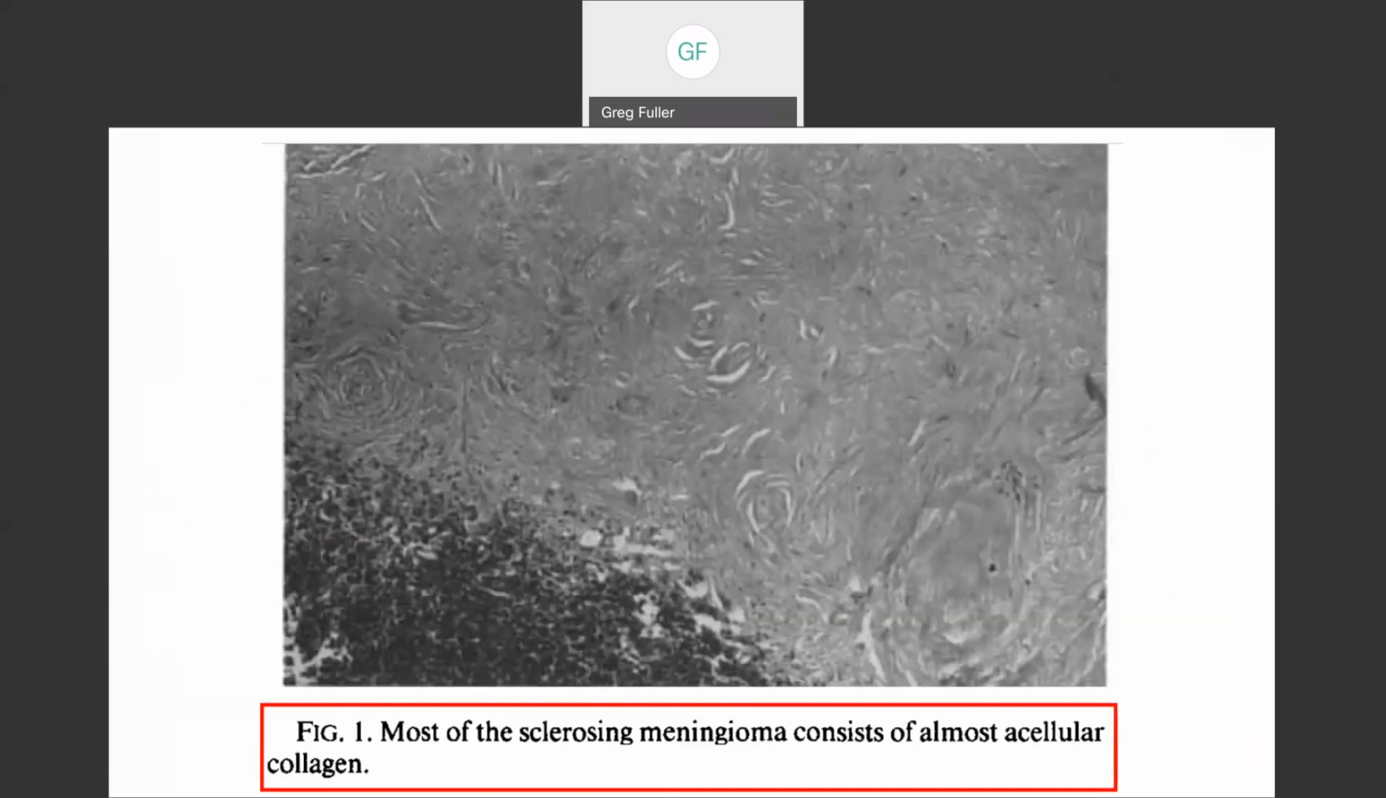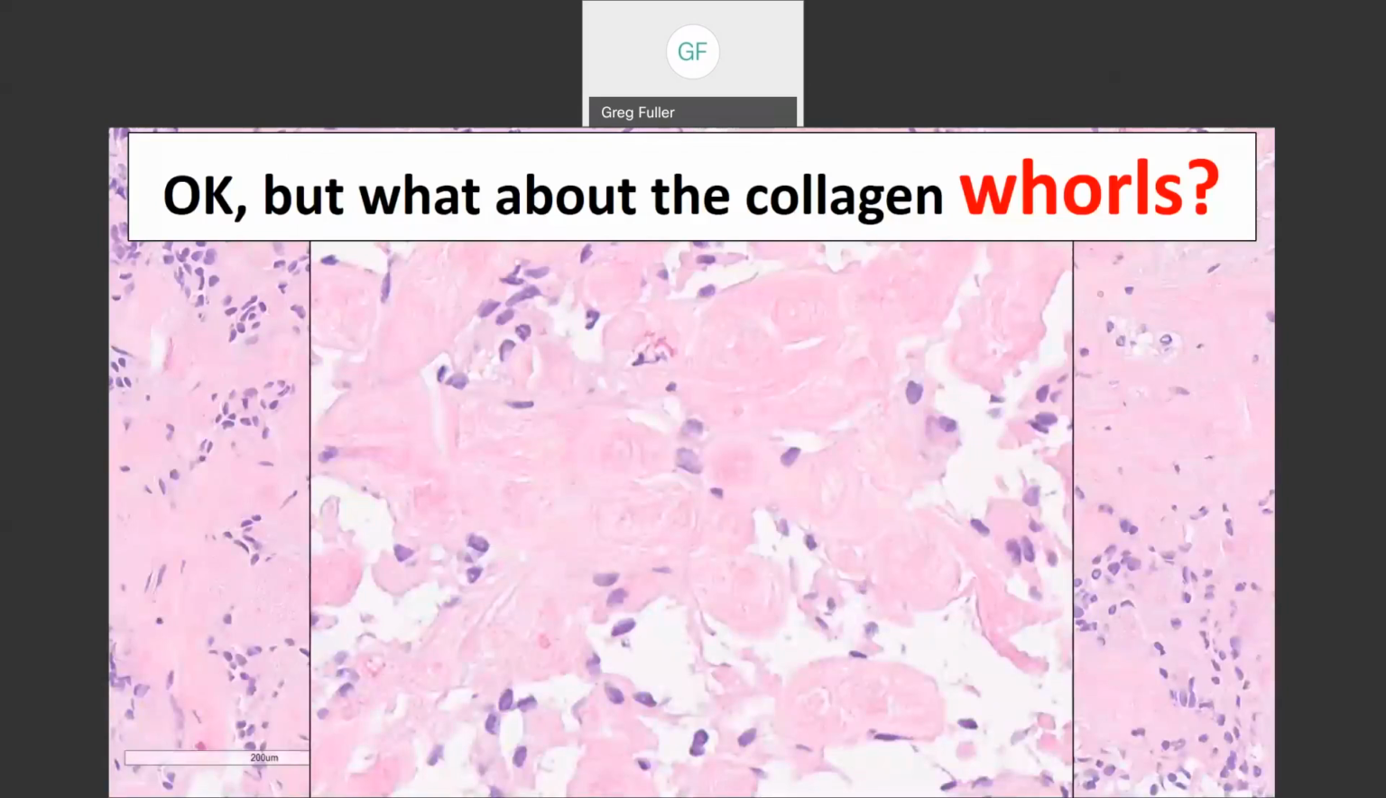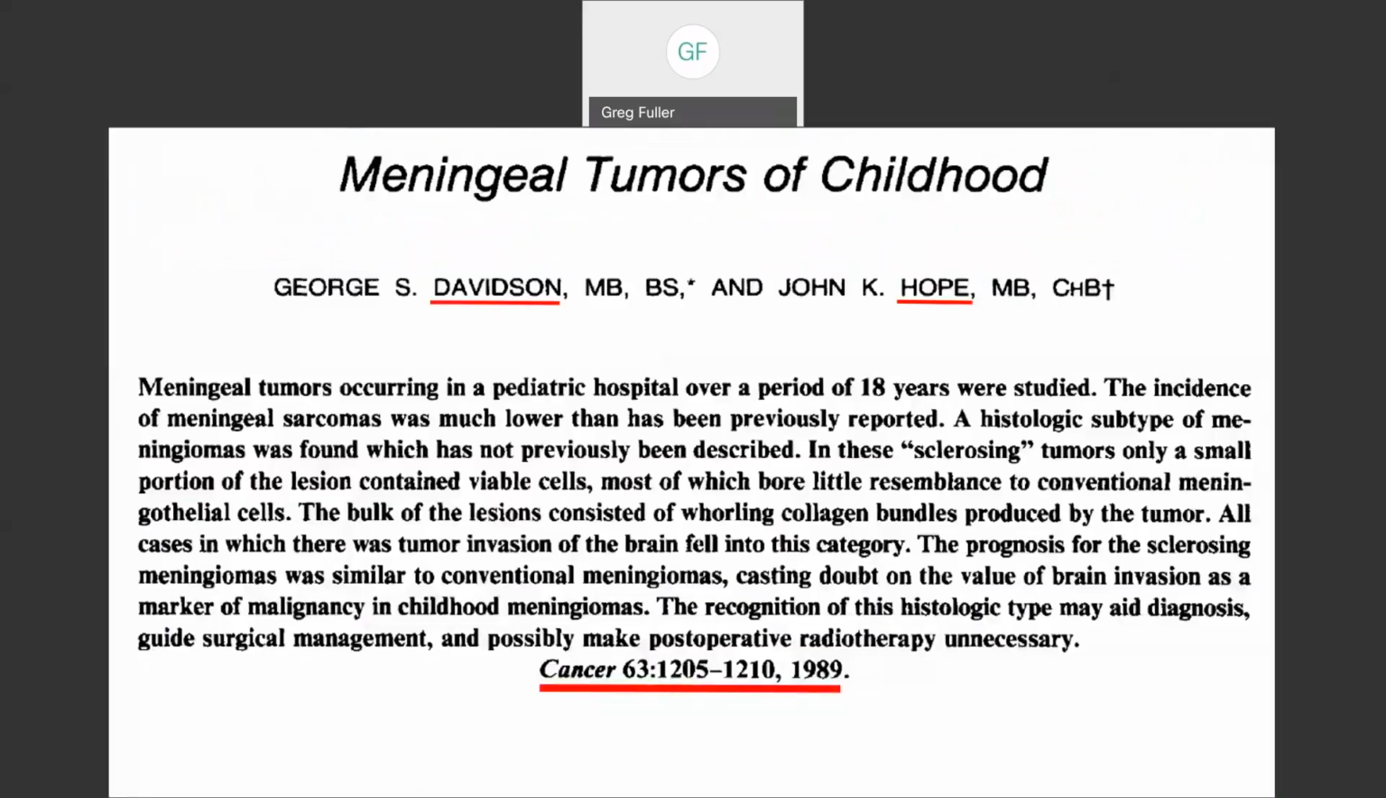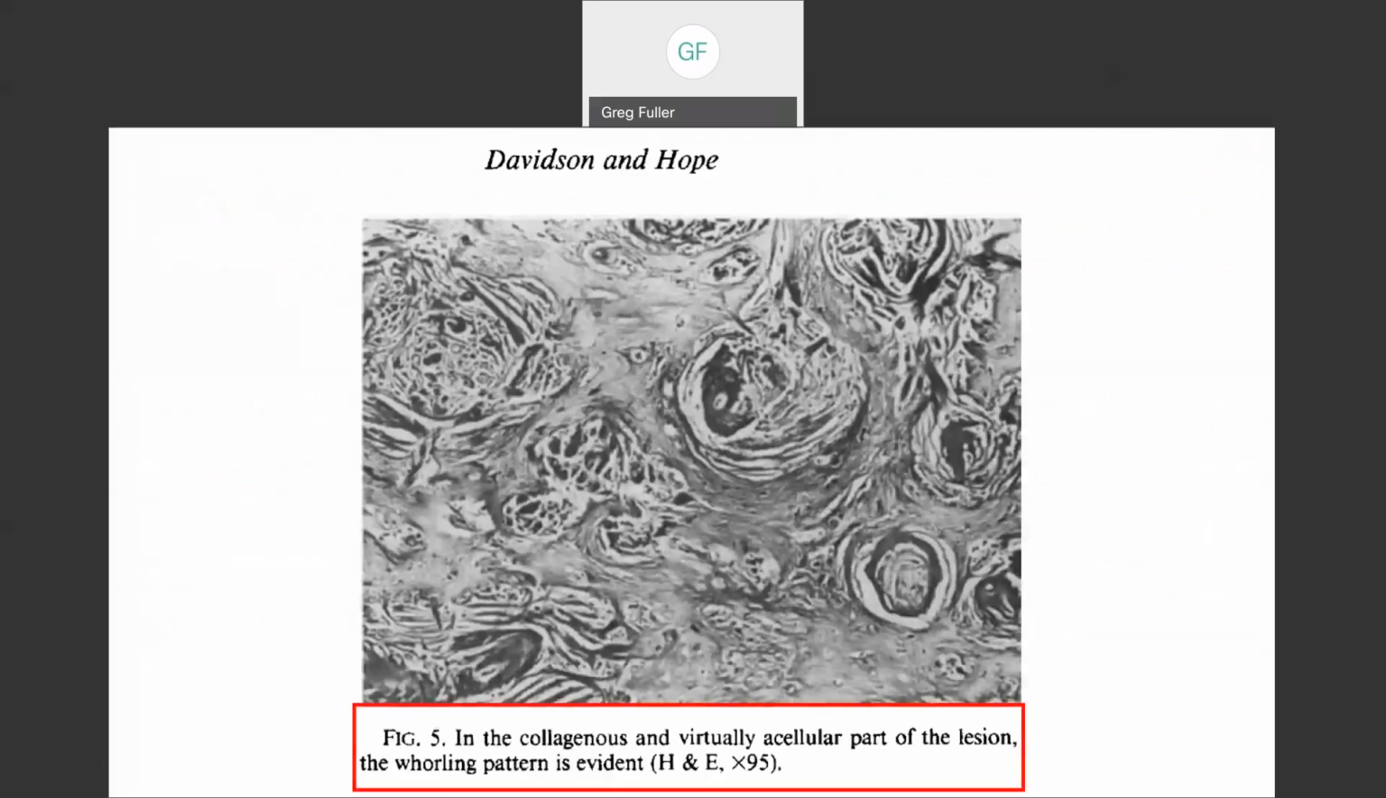Most of the sclerosing meningioma consists of almost acellular collagen. All right. Okay, fine. But what about whorls? Same paper. Yes, absolutely. Davison and Hope. And what you see, Davison and Hope, in the collagenous and virtually acellular part of the lesion, the whirling pattern is evident. Yes, way back then, Davison and Hope.